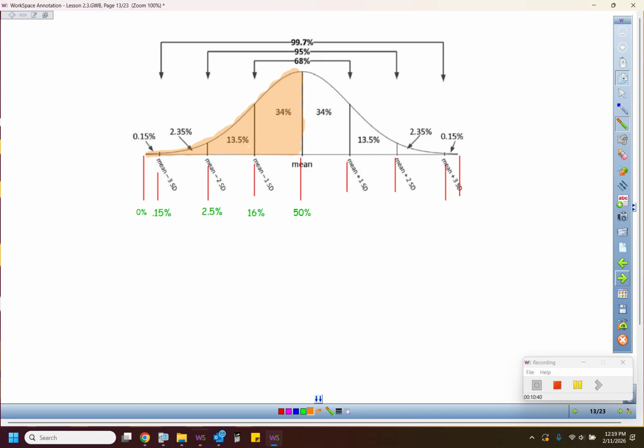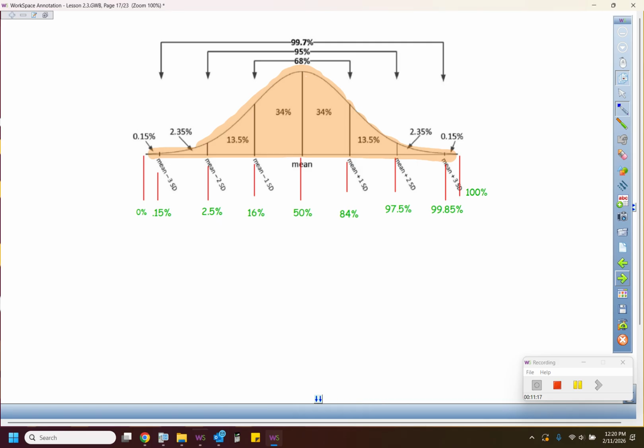And then check out where this next one's going to come from. Do you see we're already at 50%? I need to add another 34%. So the next number will be 84% because I added an additional 34%. Then I'm going to take this 84 and add another 13.5% and say, 97.5% of the data is right there. And then 99.85 and this.